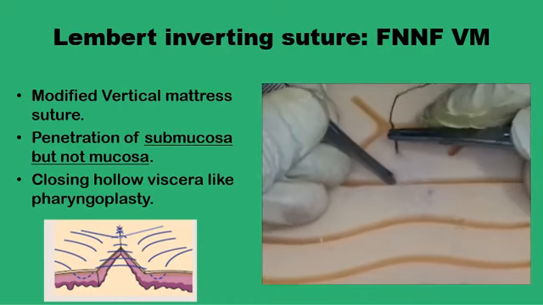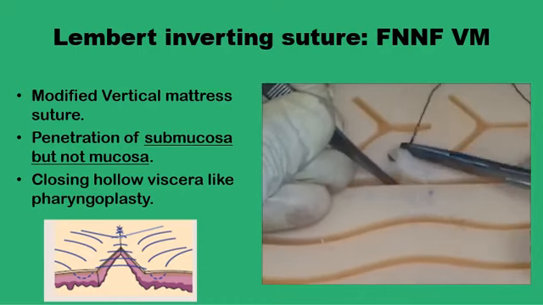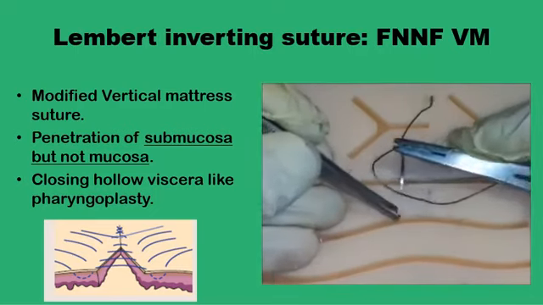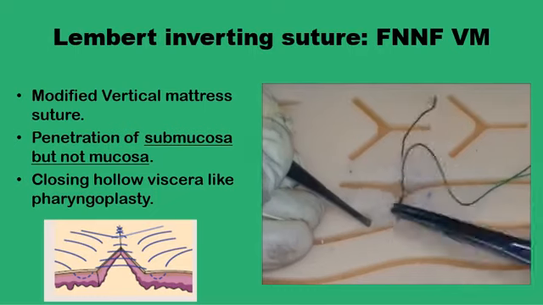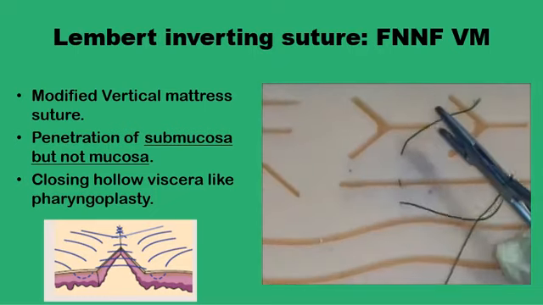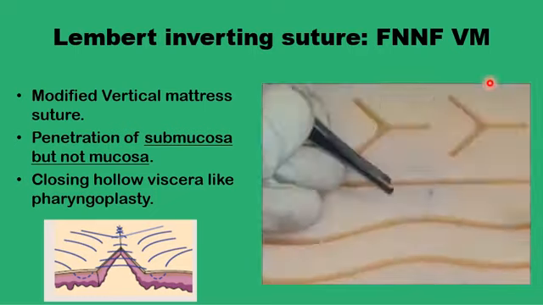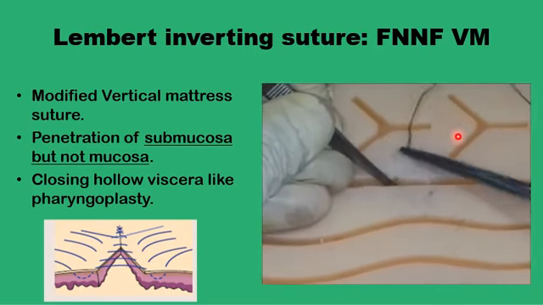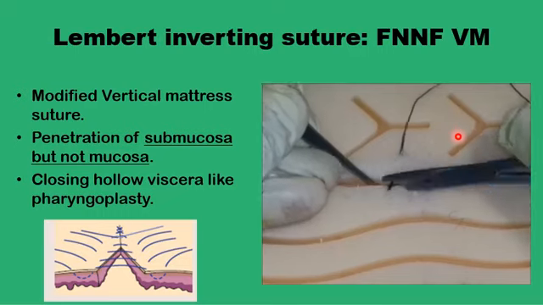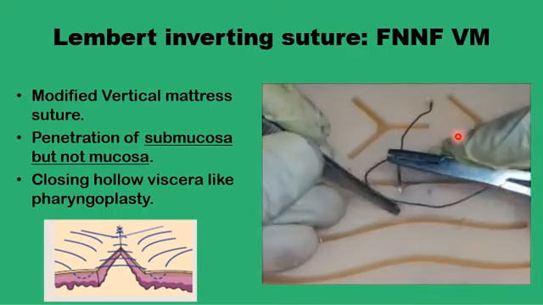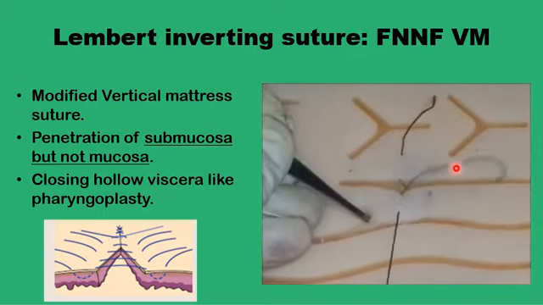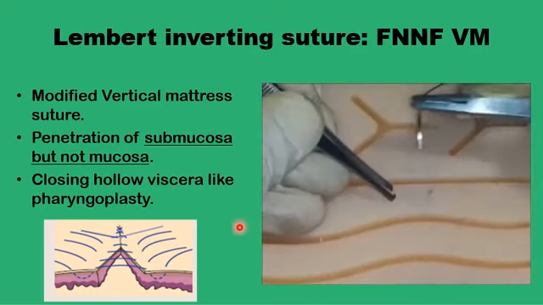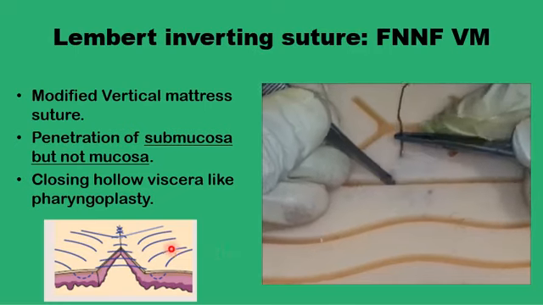Another interrupted inverting suture is the Lampert suture, which is basically a modification of a vertical matrix suture in far to near, near to far configuration. You start from the far point on one side to the near point on the same side, cross the wound edge from the near point to the far point, and then tie the suture.